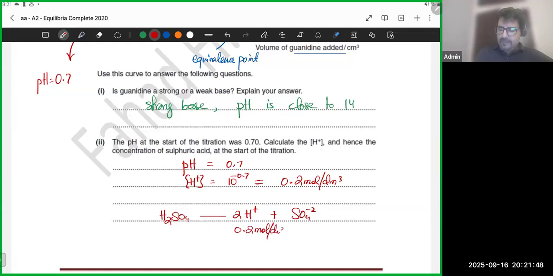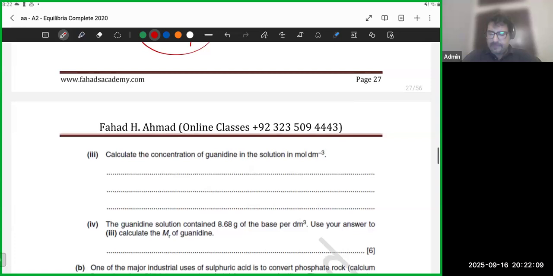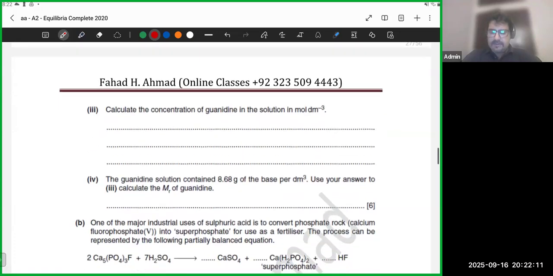So this is 0.2 mole per dm cube. So sulfuric acid would be, according to the ratio, 0.1 mole per dm cube. That's what sulfuric acid is. At the start, pH was given as 0.7. I figured out H plus and then I figured out sulfuric acid. Now we're asked to calculate the concentration of guanidine in the solution.